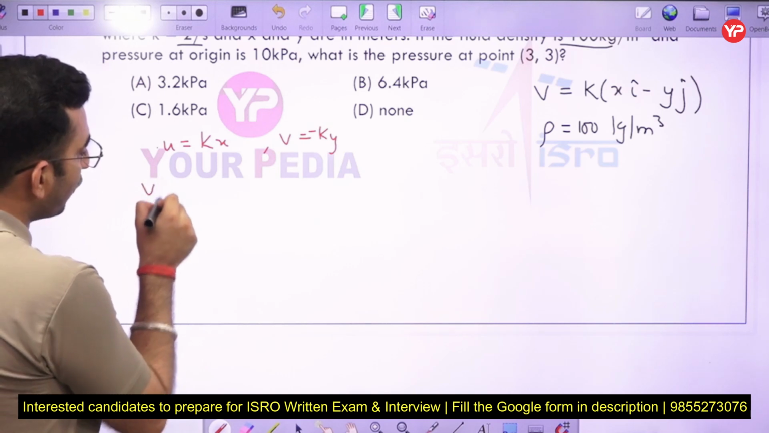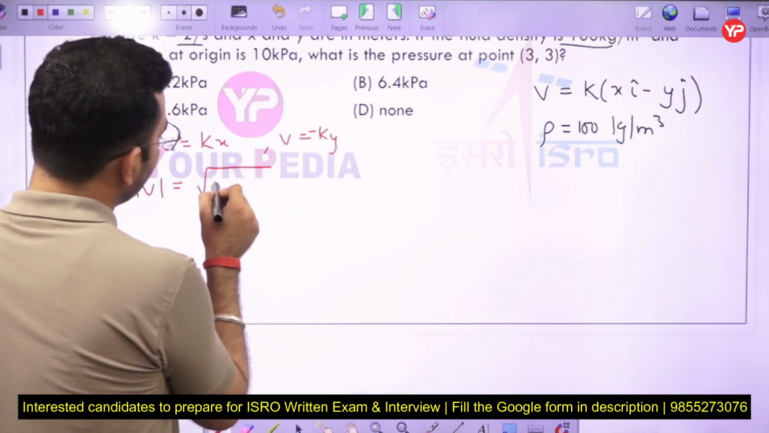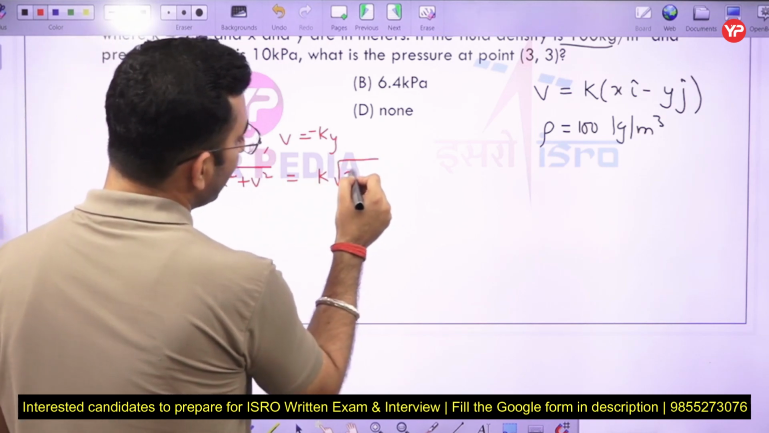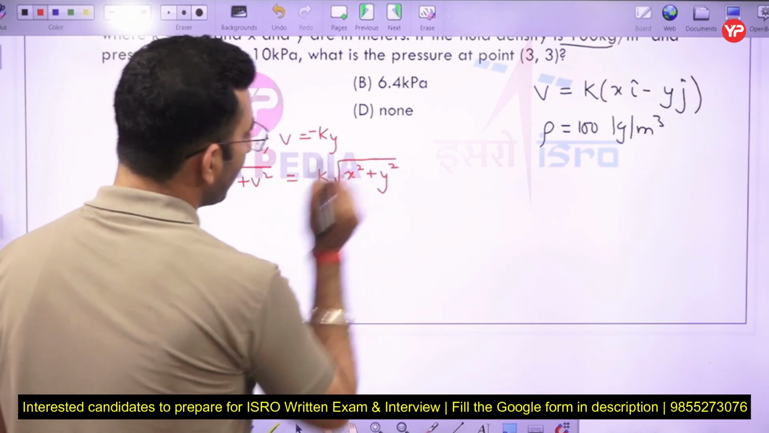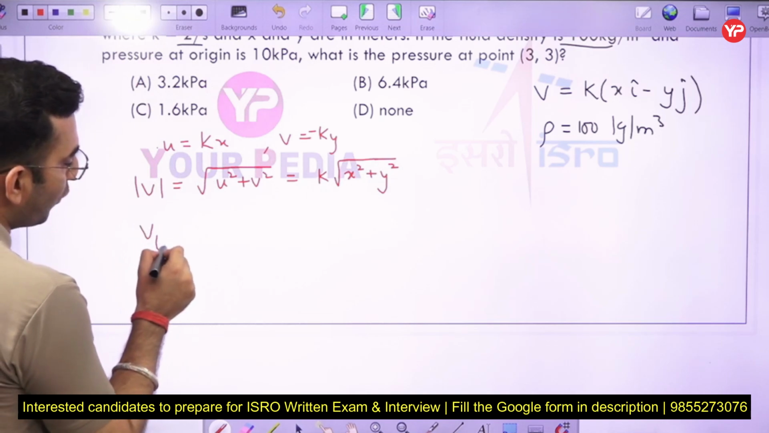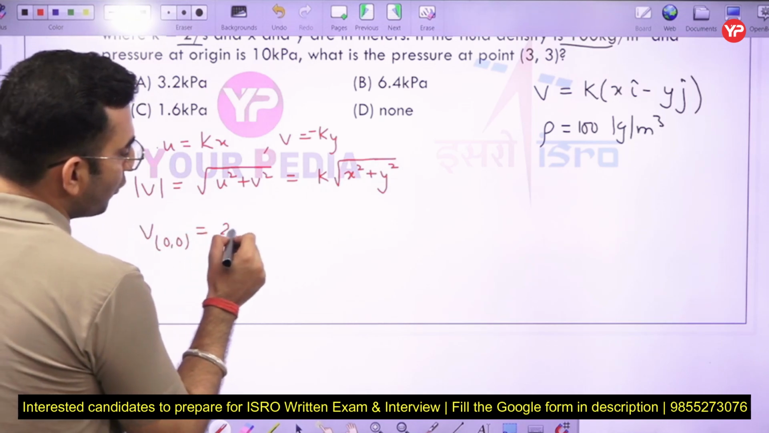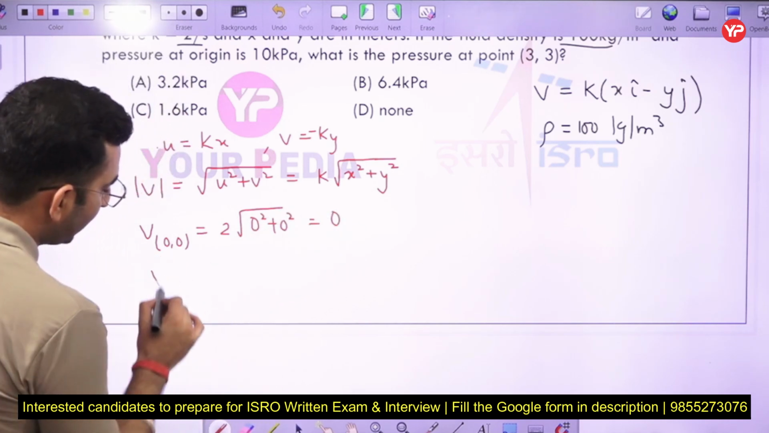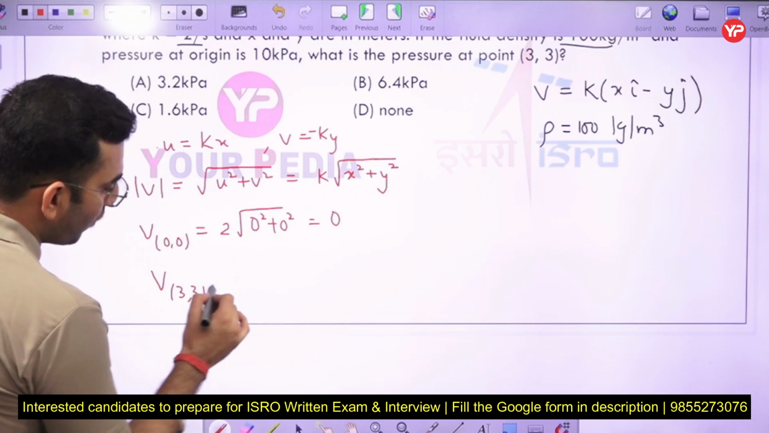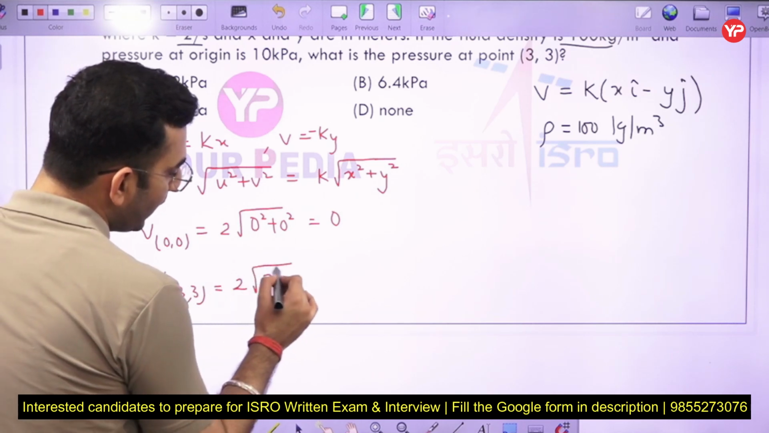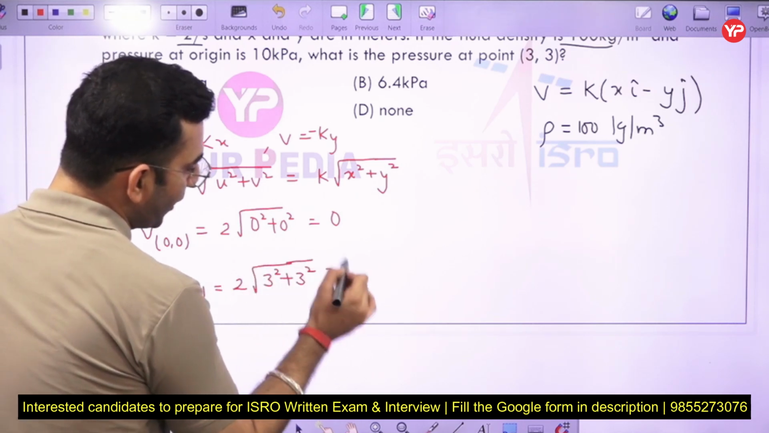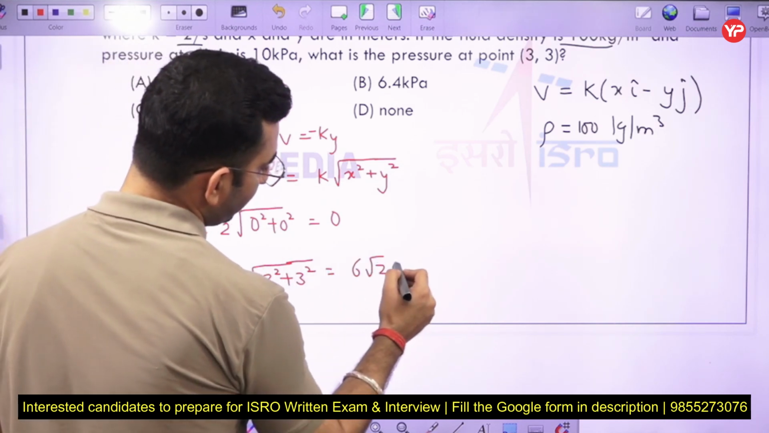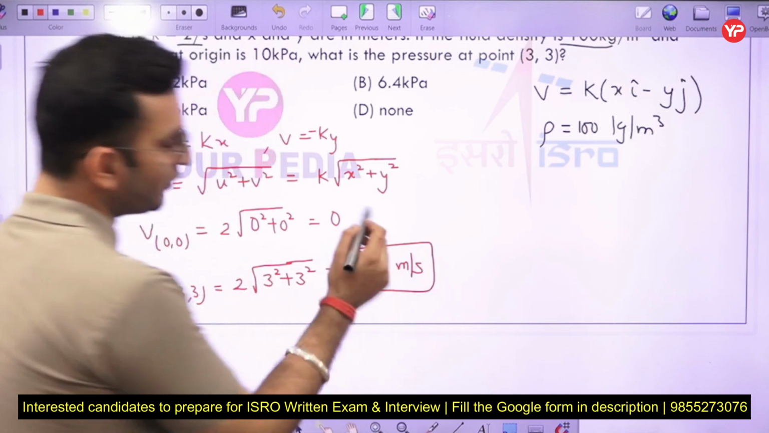So I can write the total magnitude of the velocity as the square root of u square plus v square, which can further be written as k times the square root of x square plus y square. So the velocity at origin is going to be equal to 2 times the square root of 0 square plus 0 square, that will be equal to 0, and the velocity at 3,3 will be 2 times the square root of 3 square plus 3 square, that is 9 plus 9 equals 18, which gives 6 root 2. This will be the velocity.